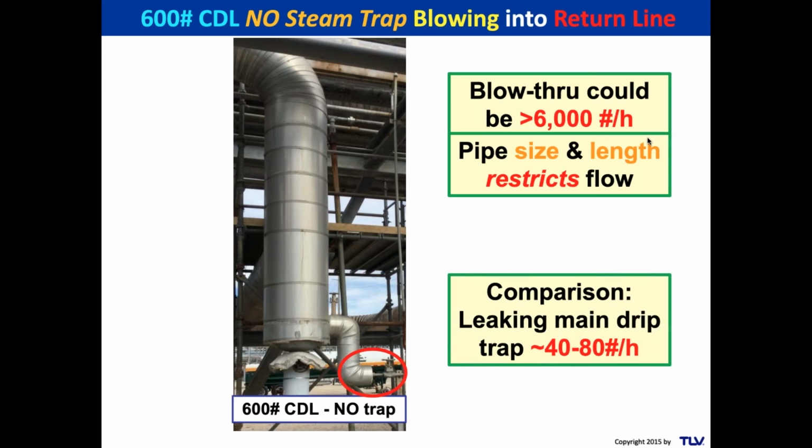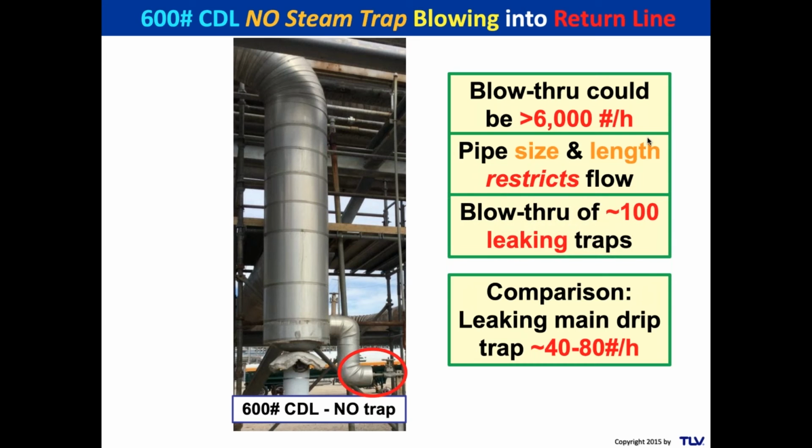By comparison, at this pressure, a leaking steam trap could leak 40 to 80 pounds an hour. So if we take the average of 60, fixing that one location is equivalent to fixing the blow through of 100 leaking steam traps at that pressure. Think about how cool that priority is. You can fix 100 traps' impact by fixing that one location. I mean, is that cool or what?